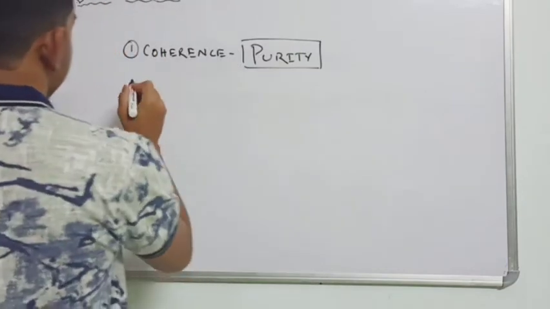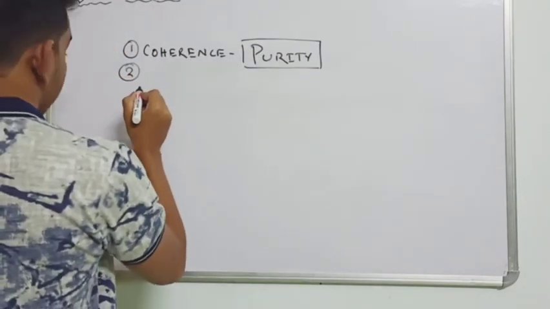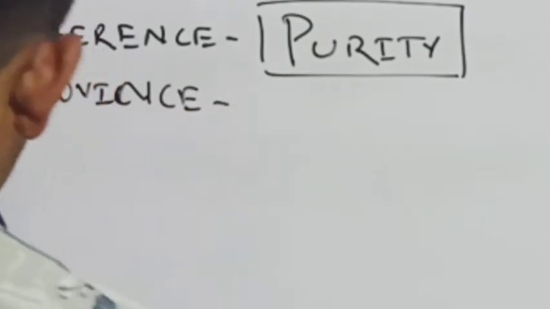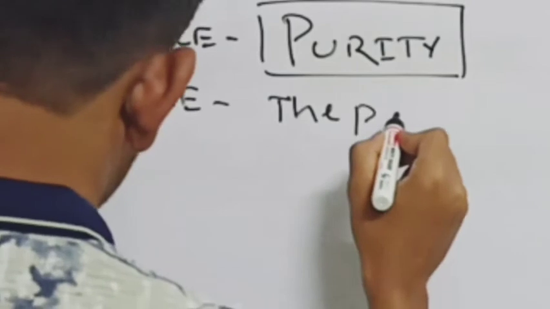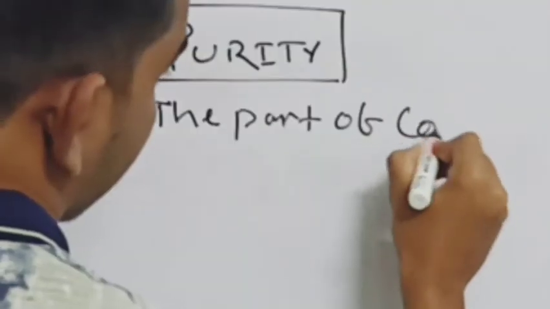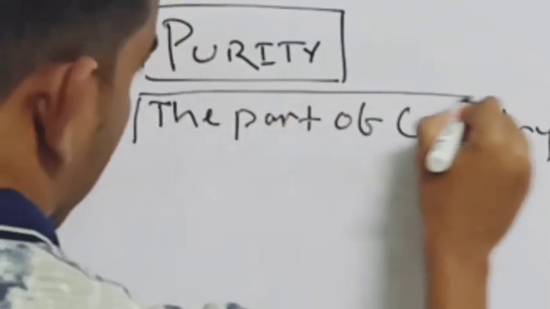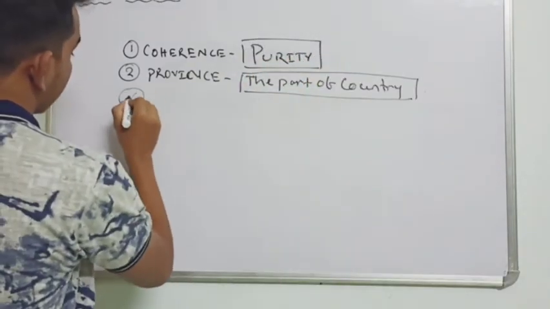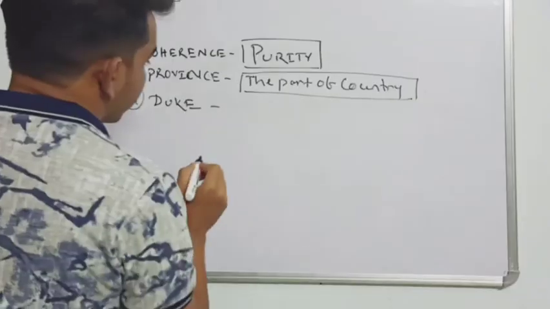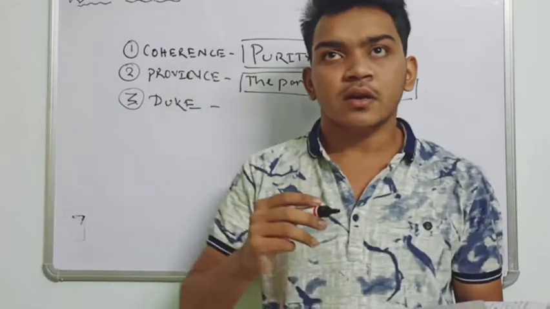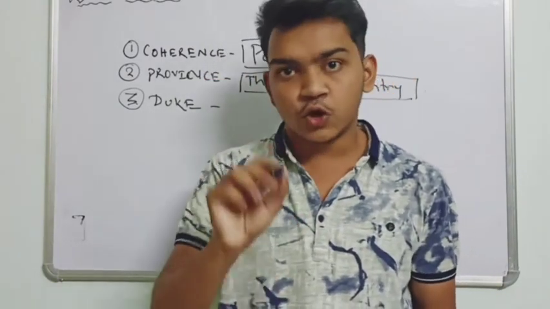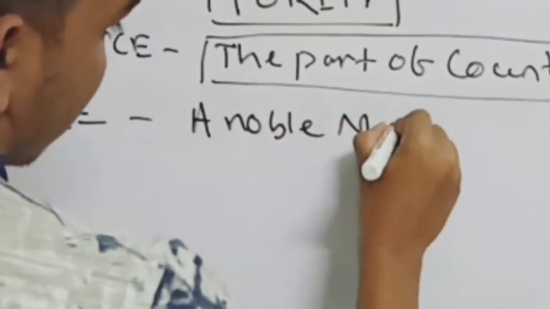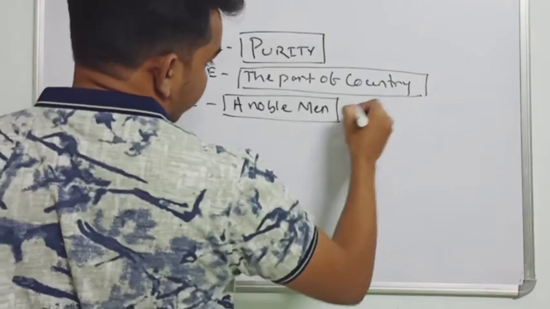Then the second word is province. The part of a country. The third one is Duke. Duke, you see in a shirt, you see in a bike, Duke bike. So the actual meaning of Duke is a noble man. Remember it, a noble man.